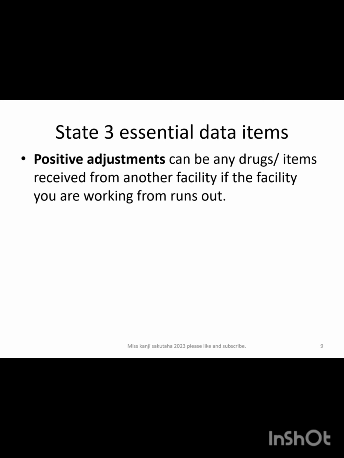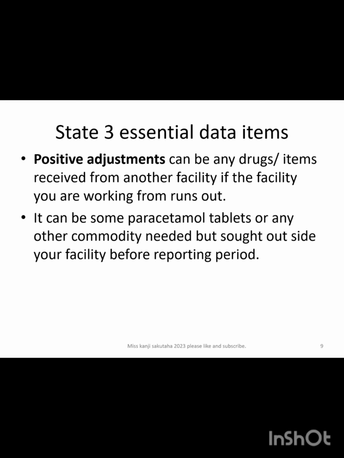So what are positive adjustments? These are drugs or items received from another facility if the facility you are working from runs out. So you want to borrow, to be lent, drugs from another facility before you order. That is a positive adjustment on your side. It can be paracetamol tablets, for example, or any other commodity that you go and ask from another facility before you actually order. That is a positive adjustment.